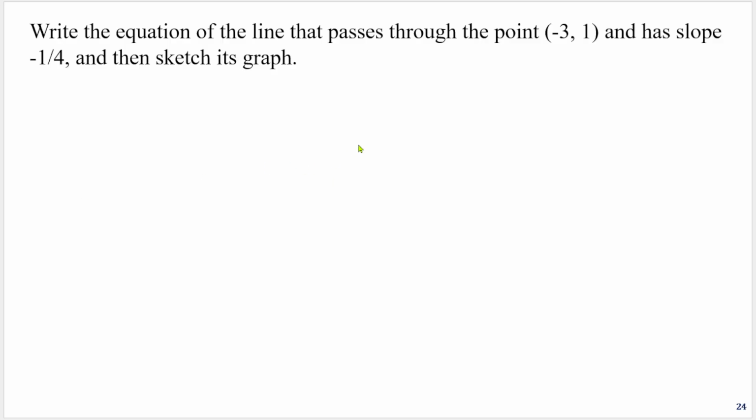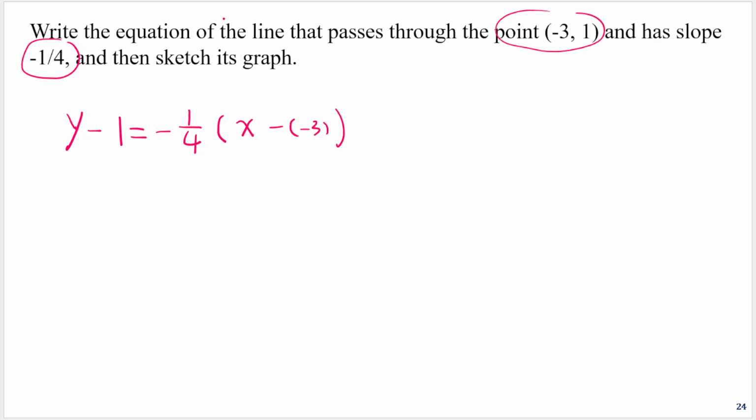Well, if not, let's have a look at the example here. Write the equation of a line that passes through the point and has slope -1/4, and then sketch its graph. Okay, I'll lead you through these questions. So if we know a point and if we know the slope, it's better to use the point slope form to write this line, right? So that line is y minus the given y coordinate equals slope -1/4 times x minus the given x coordinate, right? So this is the equation of that line.